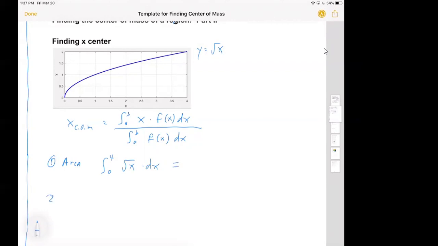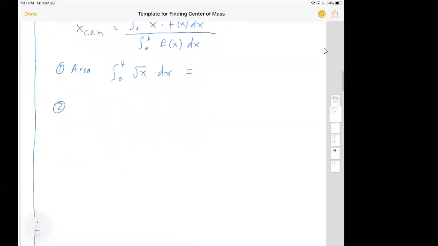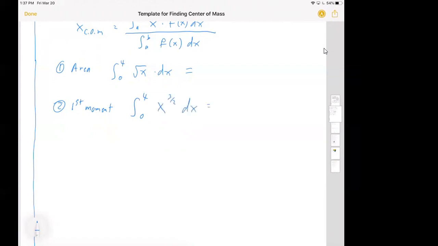The second step that you want to perform is finding the first moment. And once you have an integral for the area, it's quite easy to make an integral for the first moment. All you need to do is add one extra factor of x. So this will be x times the square root of x, or if you prefer, x to the 3/2 power. So that's what the first moment will be.